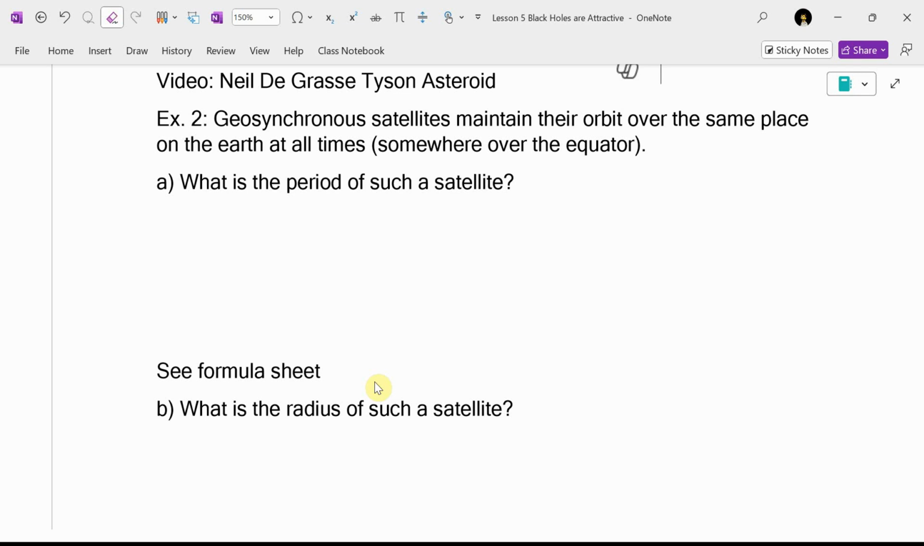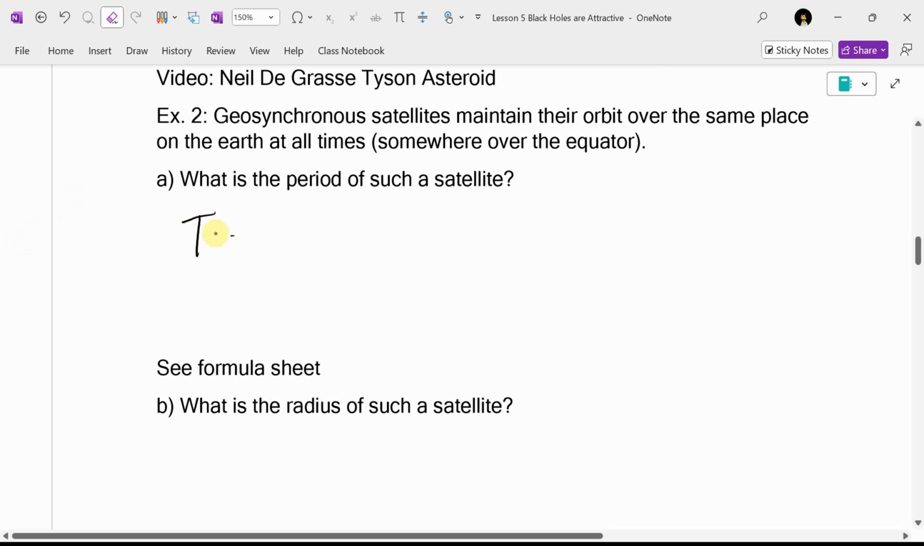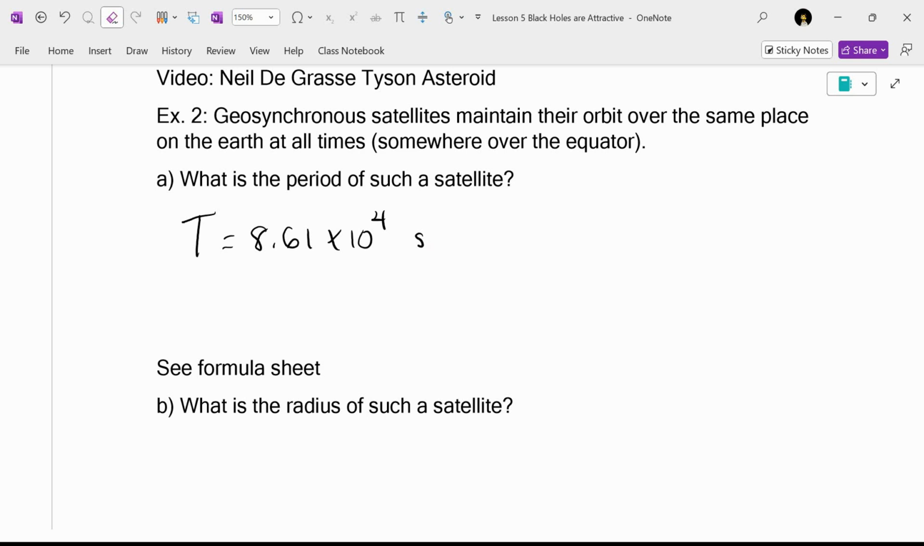86,000 what? On your formula sheet, what does it say the period of the Earth is? Does it say 86,400? It says 86,100. Mr. Dueck, are there not 24 hours in a day? It's way more complicated than that, and we will try to dive into it another day. For now, we'll use the value from our formula sheet. We'll say the period is 8.61 times 10 to the 4th seconds.